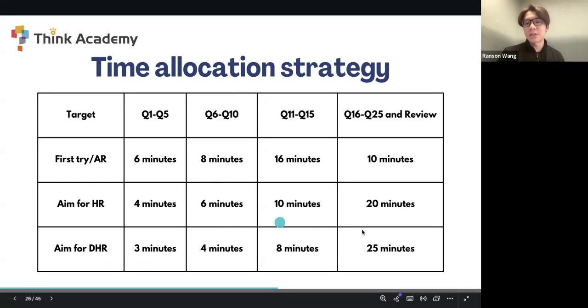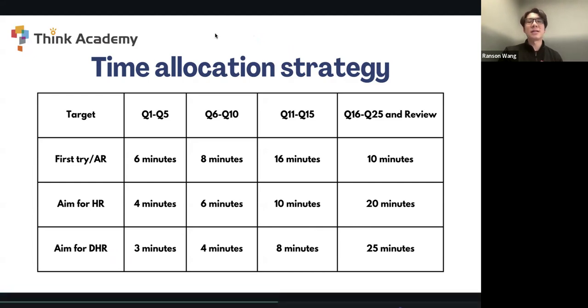And the third one is distinguished honor roll. Distinguished honor roll is usually above 21 points. So you have to really get to the difficult questions. So we allocate 15 minutes for the first 15 questions, which means 1 minute per question. So you really need to do that. That's how you leave 25 minutes for the last 10 questions, so that you have enough time to tackle those hard questions. So those are the allocation strategies in general. Let me see the chat box.